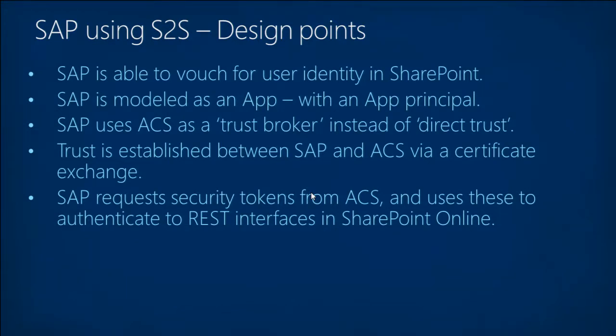So there are three players in this system: SharePoint Online, SharePoint on-premises, and SAP on-premises. All three of these things trust each other. The way that trust is established with SAP is we use certificates, and as part of the configuration on the SAP side, there's a certificate exchange. Then at runtime, SAP requests security tokens from ACS and uses these to authenticate to REST interfaces in SharePoint Online. So that's what this looks like.